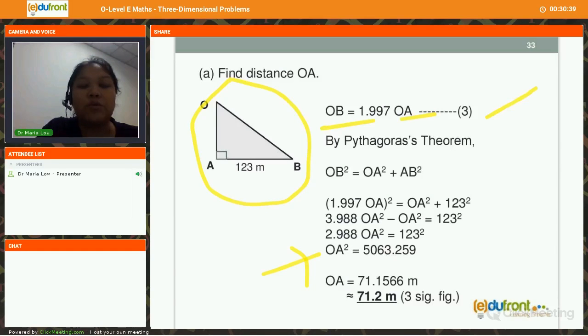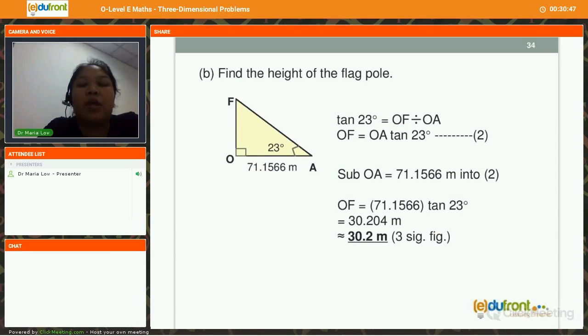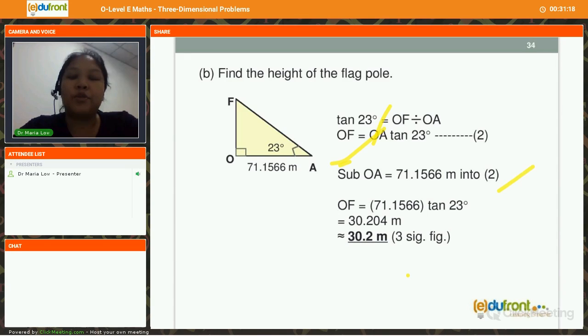So once we're able to find the distance OA, the next part should be quite simple. The next part is of course to find the height of the flagpole. So all we need to do is to look for the equation that comprises the height of the flagpole as well as the distance OA that we have calculated earlier on. So we substitute it into the equation and we get the height of the flagpole. Of course we have to correct this to 3 significant figures, which is actually 30.2 meters.